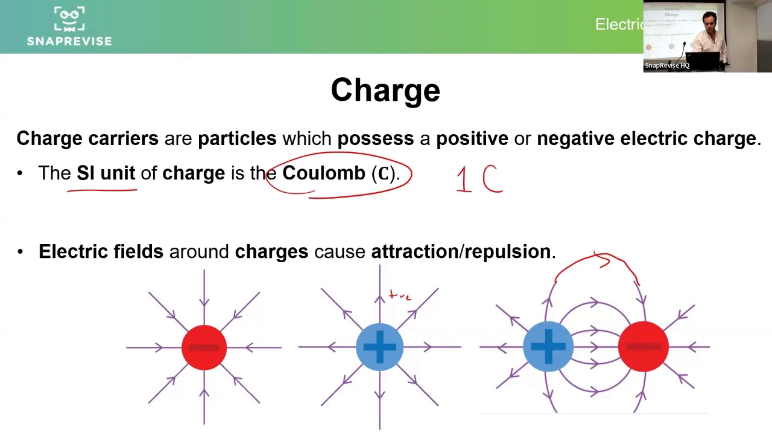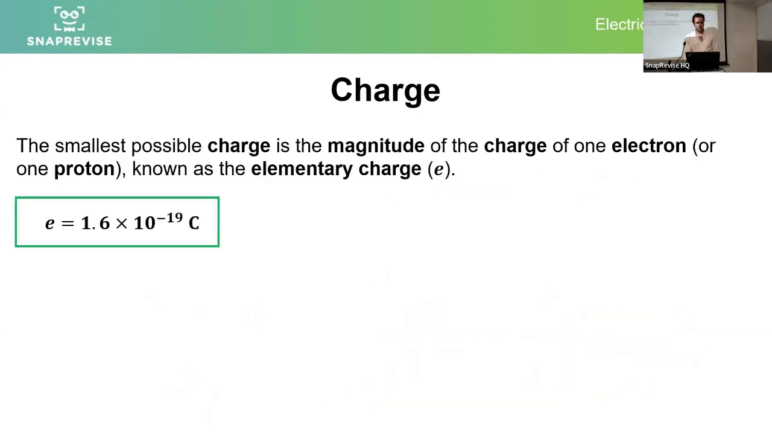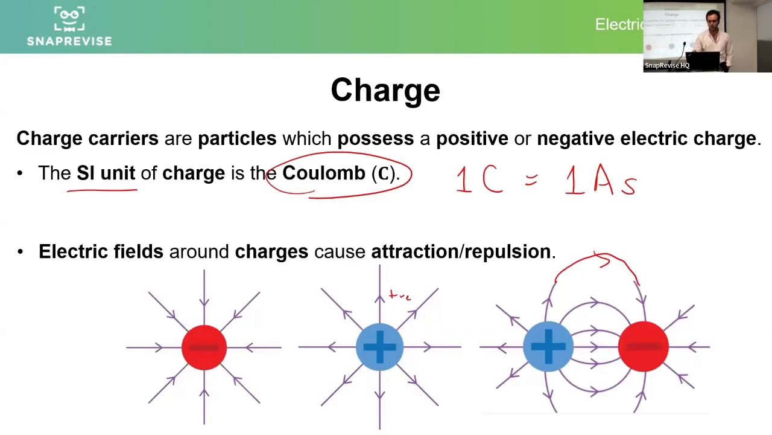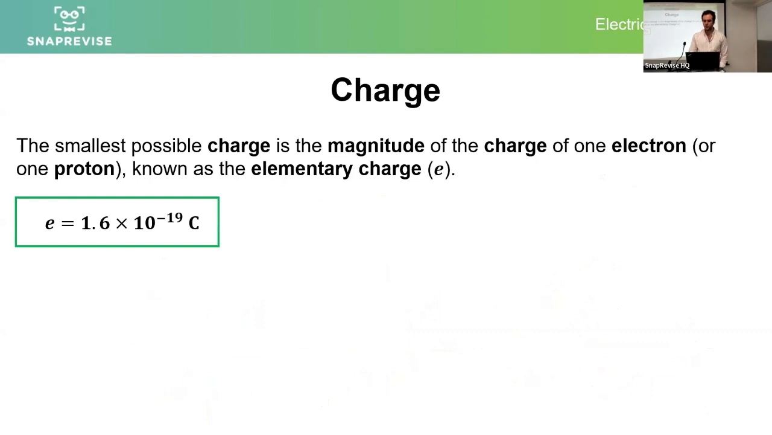What is a coulomb? 1 coulomb is equivalent to 1 amp second. 1 amp times 1 second, which is a hint as to what the definition of current is, which we'll get onto in good order. The smallest possible charge is the magnitude of charge for 1 electron.